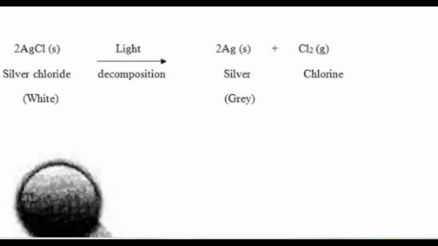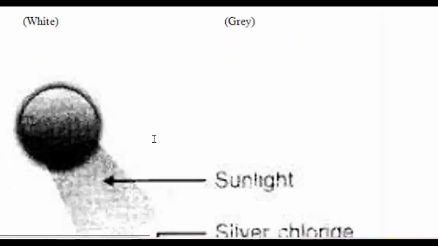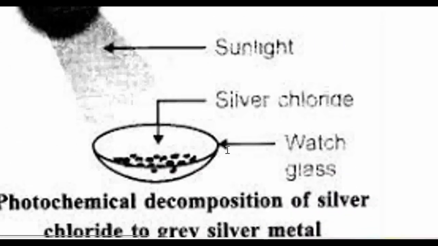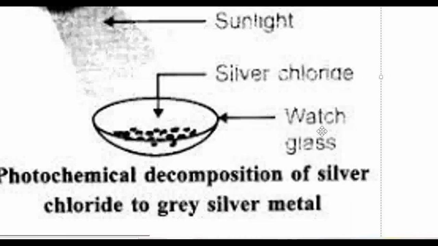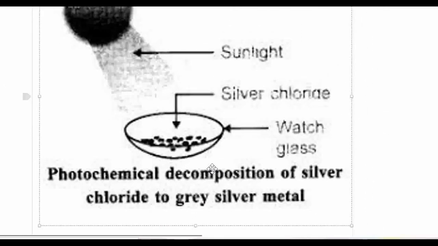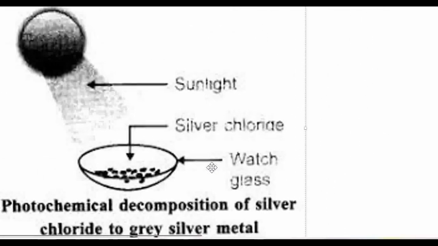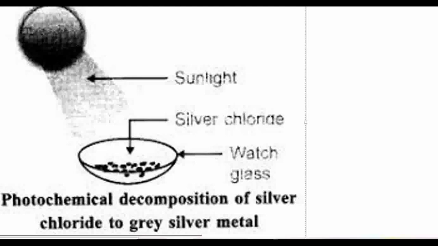So you see this one, silver chloride is white. With the sunlight, it will reduce to silver and chlorine gas. So this is sunlight, silver chloride. There will be photochemical decomposition of silver chloride to gray silver metal. I hope it's clear for this question. Let's move on to the next question.